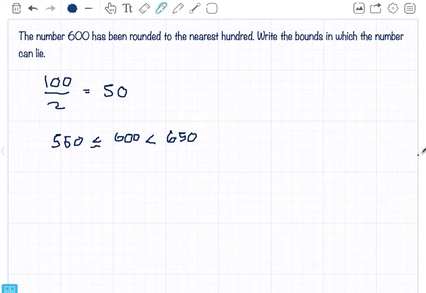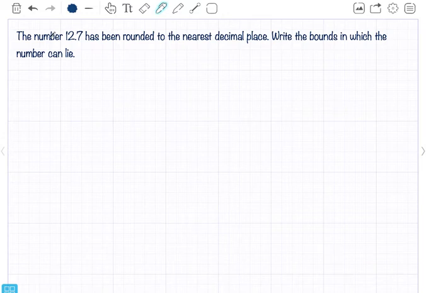Okay, we'll come on to two harder ones. This is the number 12.7. There's a little point in there. 12.7 has been rounded to the nearest decimal place. So one decimal place, that's what they're saying it's been rounded to. So I'm going to write down one decimal place, and I'm going to divide that by 2. Remember, we divided 10 by 2 to the nearest 10. We divided 100 by 2 to the nearest 100. So this gives me 0.05.